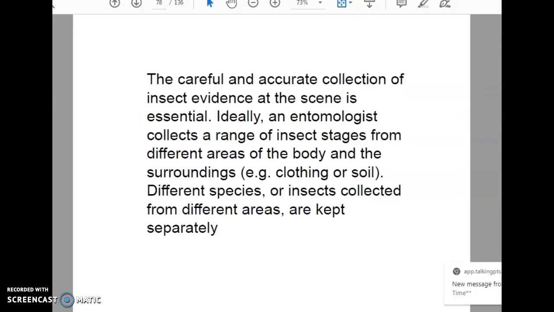So the careful and accurate collection of insect evidence at the scene is exceedingly important. Ideally, an entomologist collects a load of different insect stages from different areas of the body and surroundings. Different species or insects are collected from different areas, and they all are kept separate.